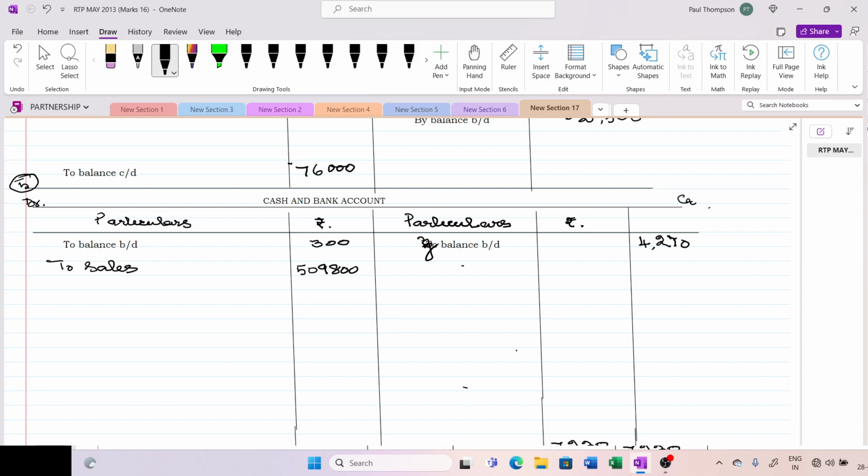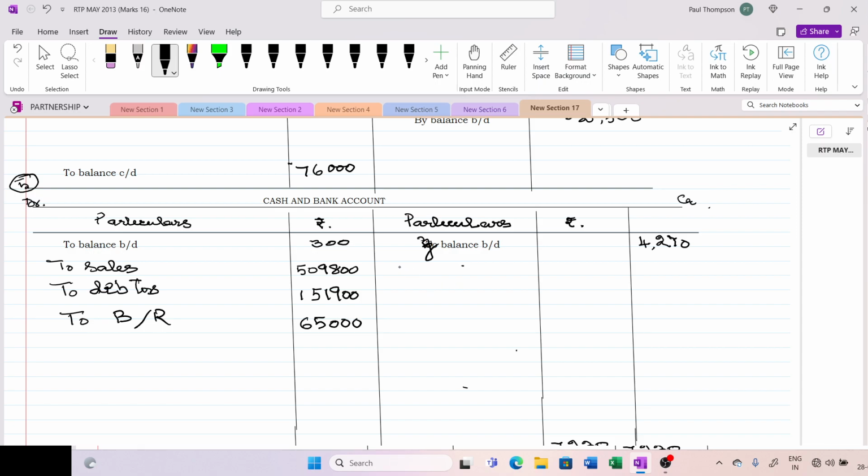Next item they have given: amount received from debtors, trade debtors. They have received 1,51,900. Then they have received for bills receivable 65,000. Okay.